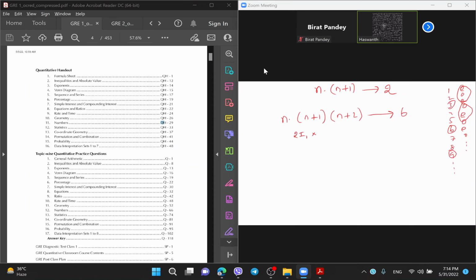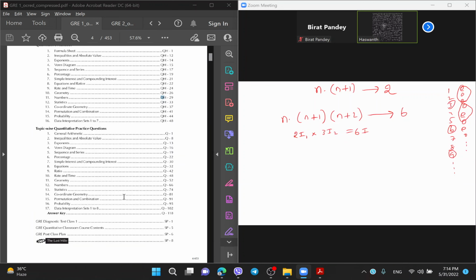And this, one of them will definitely be a multiple of 3. Any multiple of 3 can be written as 3 into some integer. 2 into 3, 6. Product of two integers, some other integer. So we say product of three consecutive integers will be a multiple of 6.